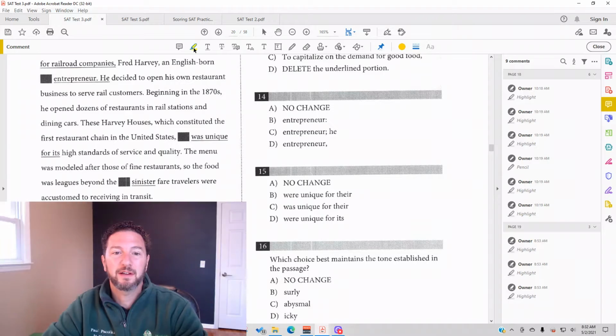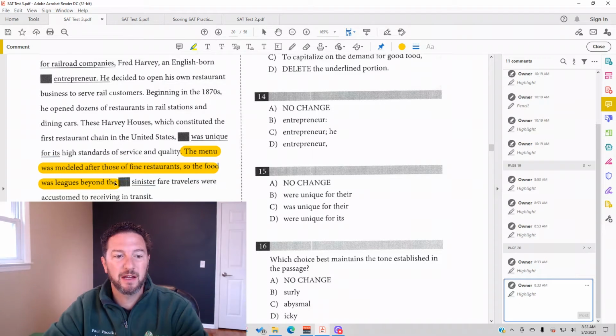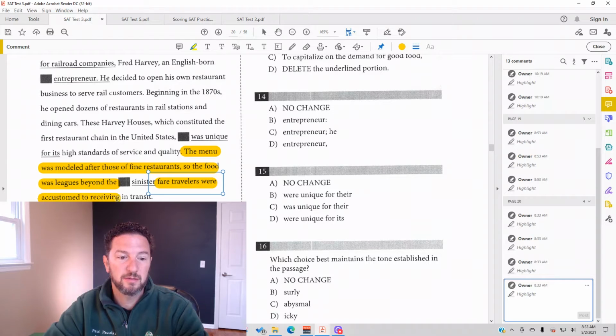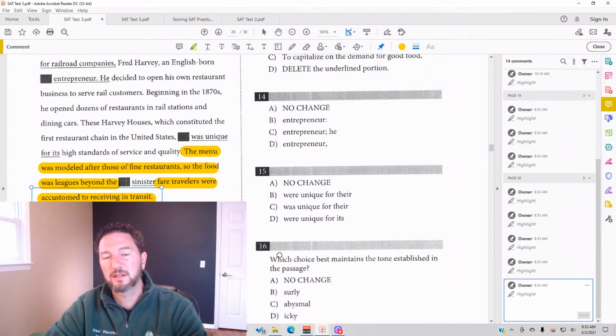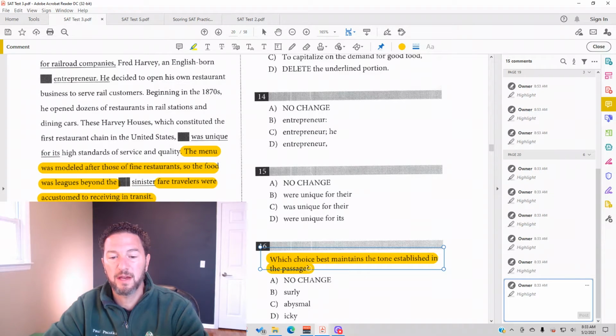And today we're going to look at test number 3, section 2, number 16, which reads, "The menu was modeled after those of fine restaurants, so the food was leagues beyond the sinister or whatever fare travelers were accustomed to receiving in transit." So what makes this a tone question? The question: which choice best maintains the tone established in the passage?